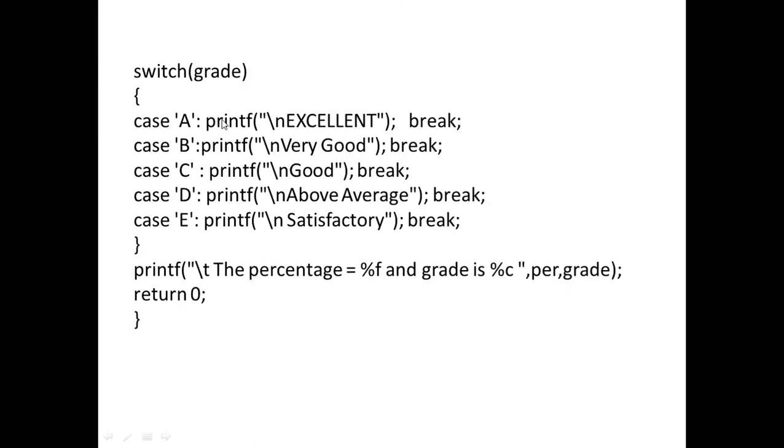So using the switch statement, we need to write: if it is A grade, then excellent. If it is B grade, then very good. If it is C grade, good. D grade, above average, and E grade is satisfactory. So this is what our program is.